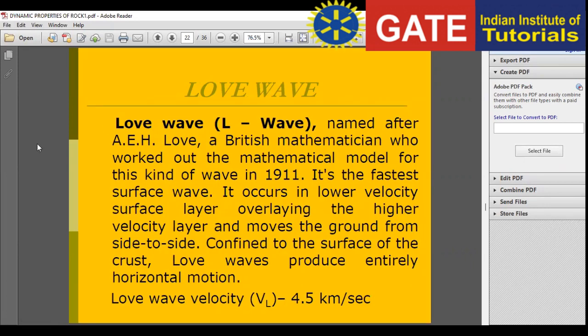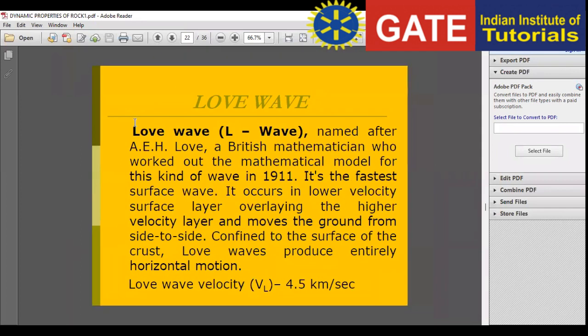Next is the Love wave. So Love wave, L wave, named after A.E.H. Love, a British mathematician who worked out the mathematical model for this kind of wave in 1911, and it is the fastest surface wave. So basically it is the fastest surface wave.